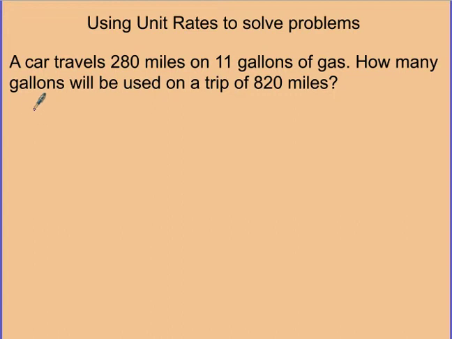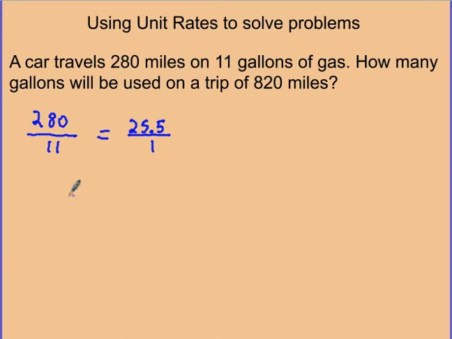Okay, a car can travel 280 miles on 11 gallons of gas. How many gallons will be used on a trip of 820 miles? Well, the typical way that we do this would be to find the unit rate, 280 over 11. And what do I do to find the unit rate? Divide by 11. 280 divided by 11 is 25.45 repeating, so 25.5 basically. Okay? 25 and a half miles to the gallon.